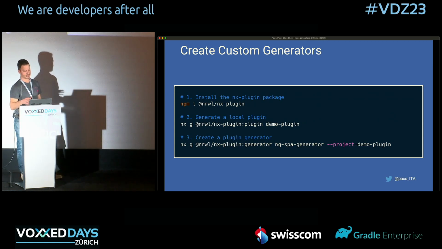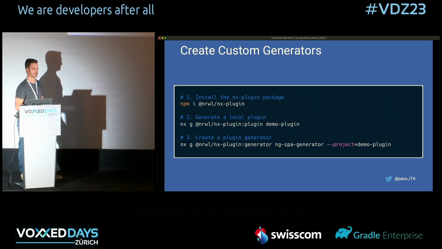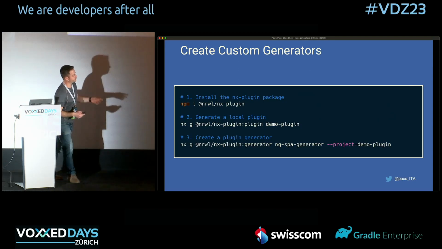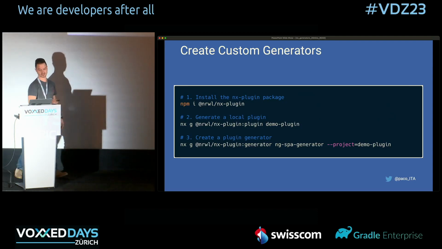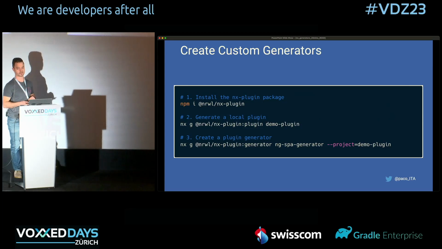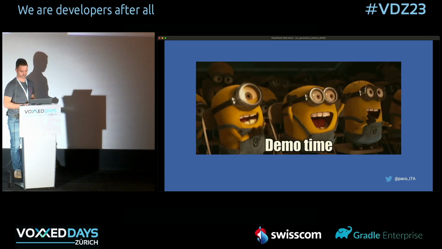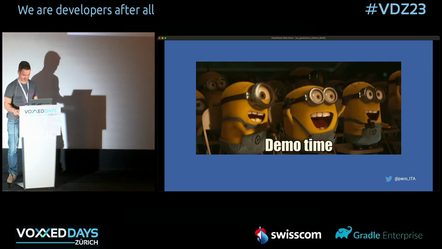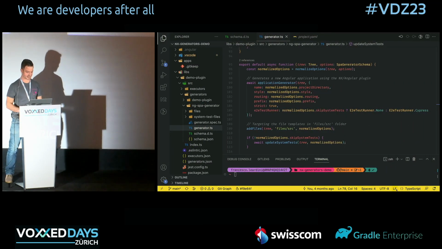In this command, our goal is to create an Angular application with a specific custom naming and custom files. Therefore, we call our generator ng-spa generator. And then we associate the project parameter with the demo plugin, which is exactly the local plugin project we created before. Right, enough about slides. Let's see the code.